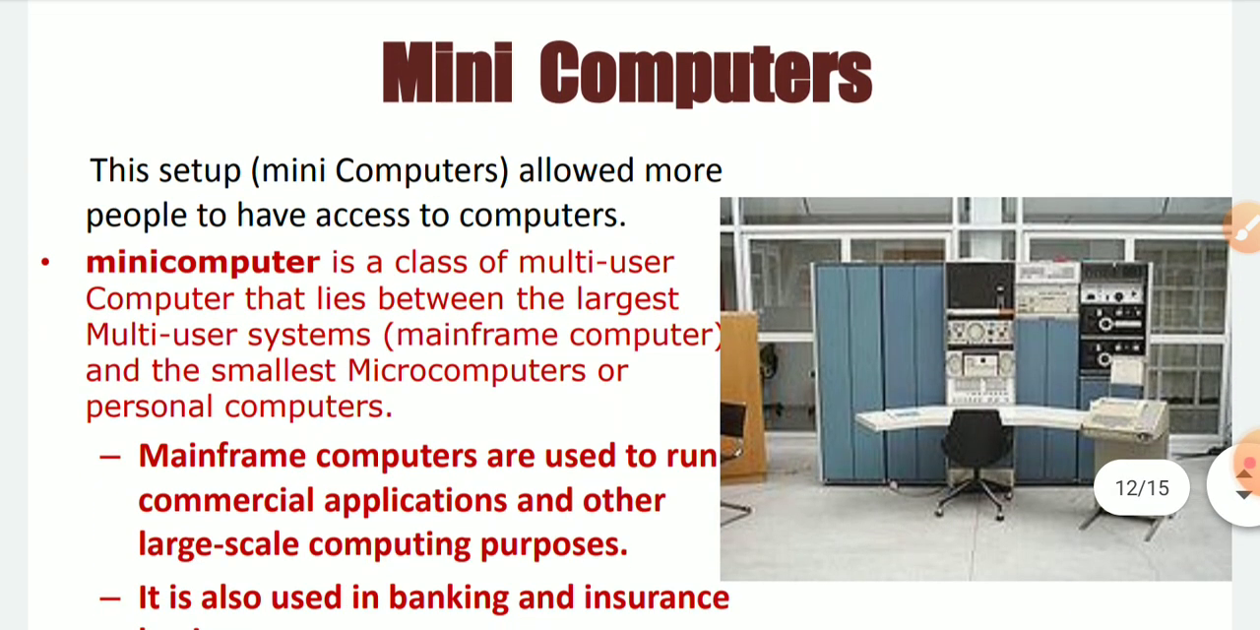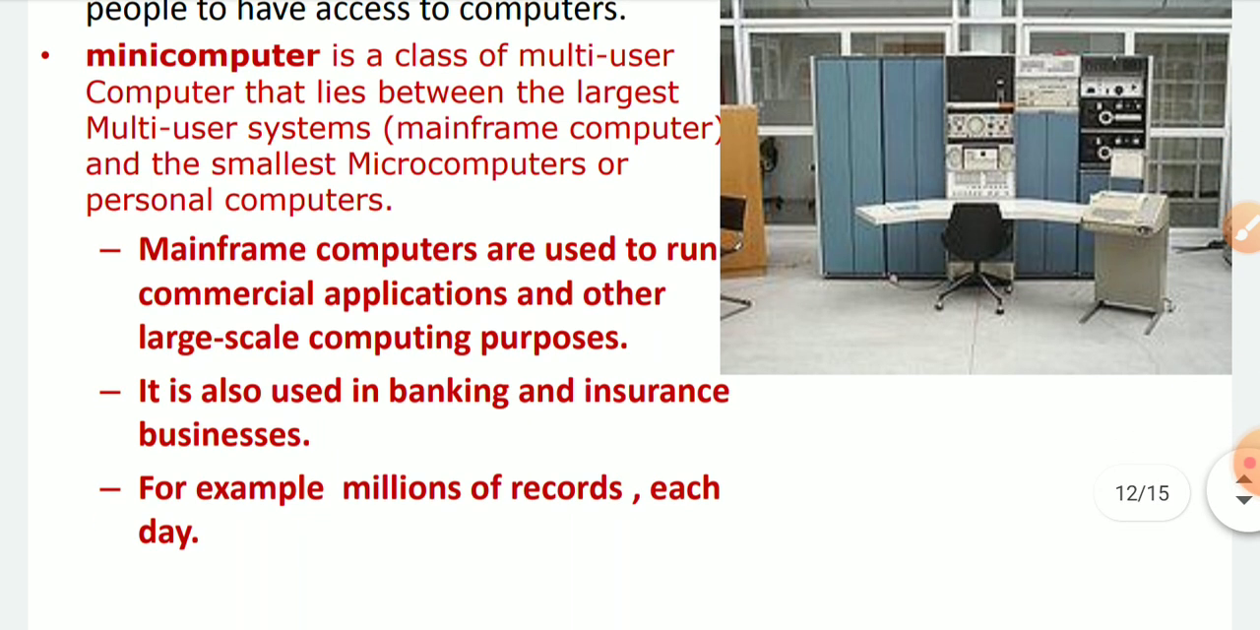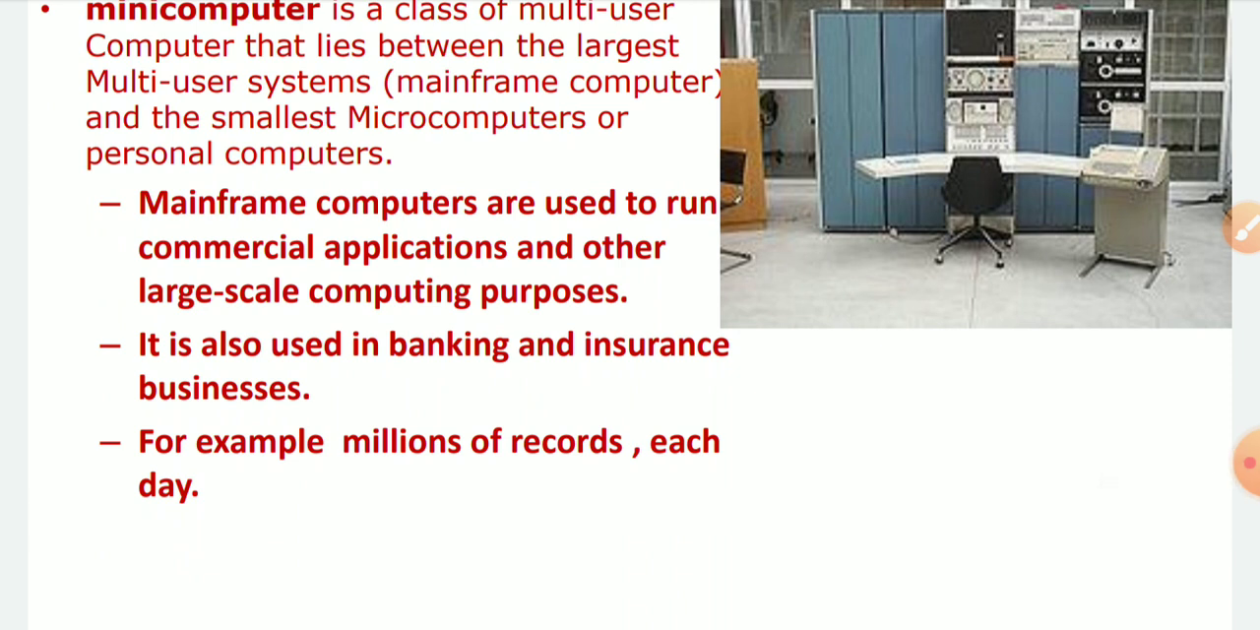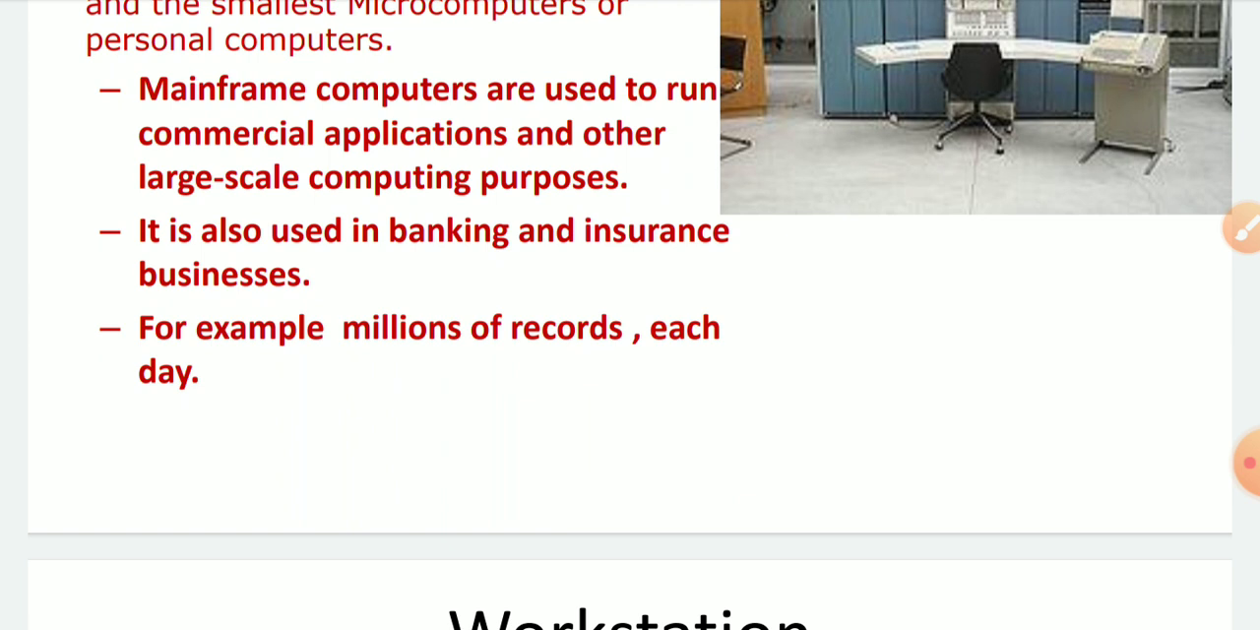Now the mini computers. This setup, the mini computer you are seeing here, allowed more people to have access to computers. In the mini computer, at a time multiple users can work together. A mini computer is a class of multi-user computer that lies between the largest multi-user system, that is mainframe computer, and the smallest microcomputer or personal computers. Mainframe computers are used to run commercial applications and other large-scale computing purposes. It is also used in banking and insurance business, for example, millions of records each day.